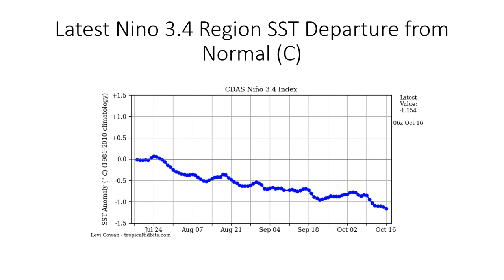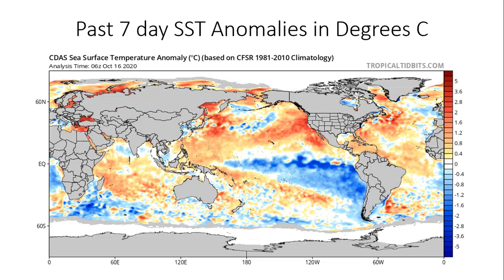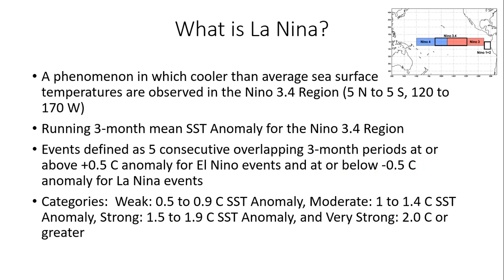So we are exceeding that. You notice the negative 0.5 threshold. We are easily exceeding that. We're actually over a degree Celsius cooler than normal for the water temperatures there in the Nino 3.4 region. And being a degree cooler, that gets back to our categories. We're looking at a moderate La Nina at this point. That would be a moderate La Nina classification.